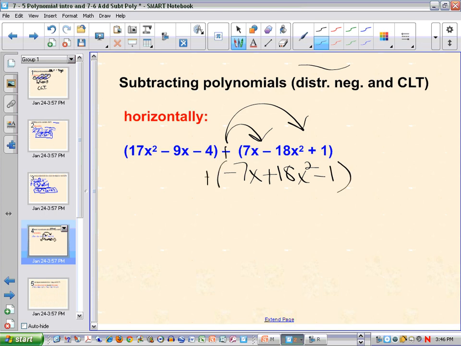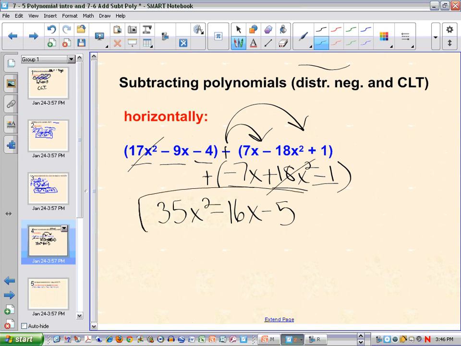So now I'm going to go ahead and do these horizontally, even though I prefer vertically, just to show you horizontally here. So I've got 17x squared plus 18x squared, 35x squared. I'm done with those. I see negative 9x minus 7x, that'd be negative 16x. Then I see minus 4 minus 1, that's negative 5. Standard form of a polynomial.